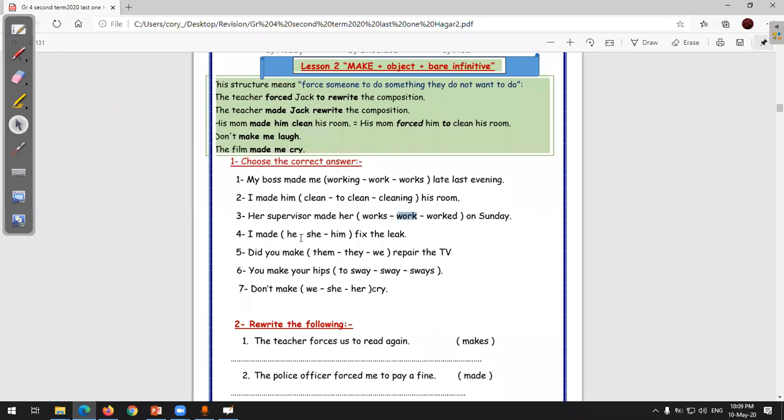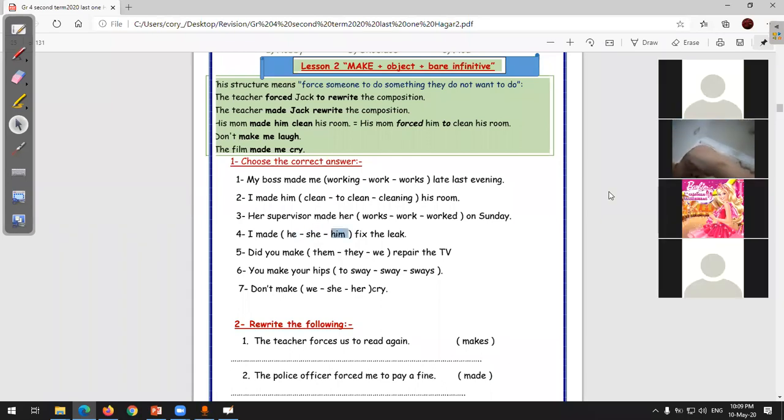I made him fix the leak. Him, because we take object pronouns. We don't take the subject. We can't take she, we can't take it. We must take object pronouns, okay?